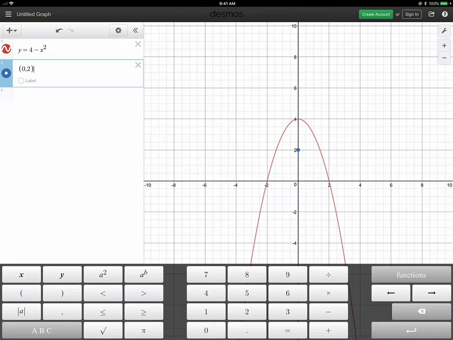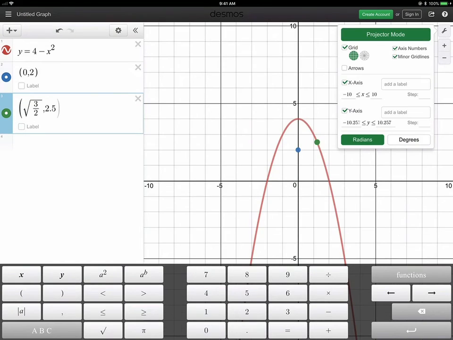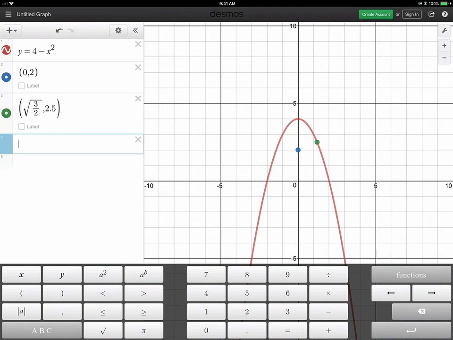In our answer, we found out that the point closest to that was going to be the point with square root of 3/2 as the x coordinate, and the y coordinate was 2.5. That looks about right on that graph, right? Let's go to the projector mode. Then, of course, there's the other x coordinate, negative square root of 3/2, 2.5. Those are the 2 points that are on the graph but closest to the blue point, the 0, 2.